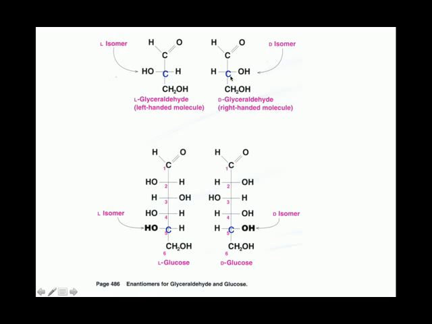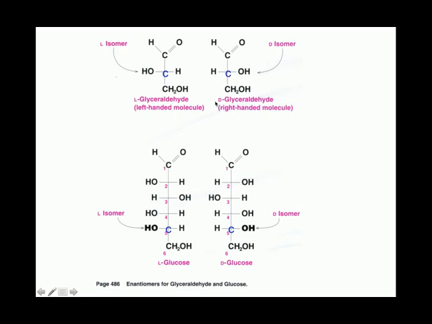So if we look over here, what's the difference between these two? Well, the OH group is on the right over here, and it's on the left over here. So this one we call the left-handed molecule, or L-glyceraldehyde. And this one would be called D for right-handed molecule. So the OH is on the right-hand side.